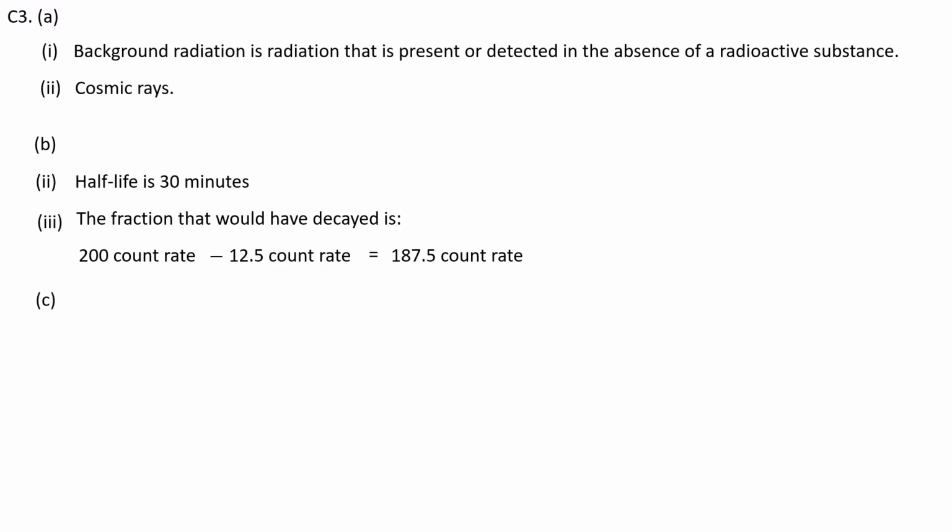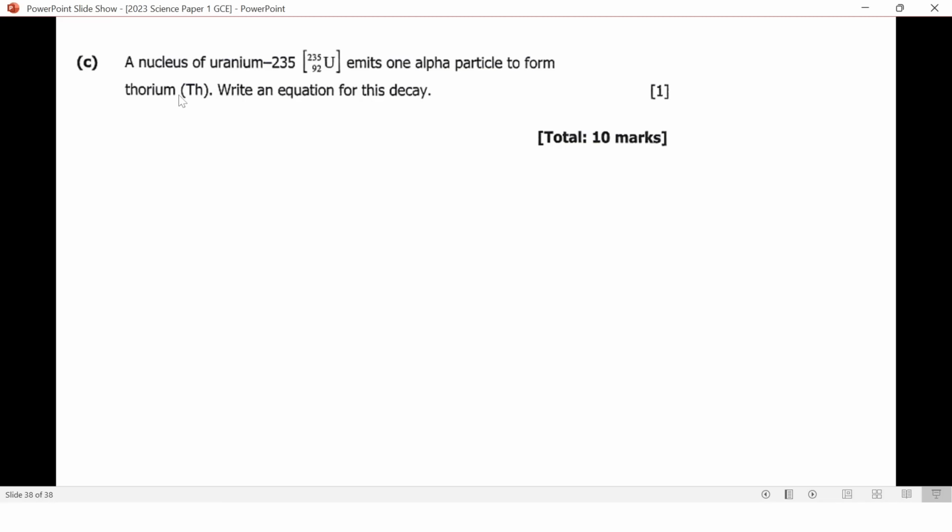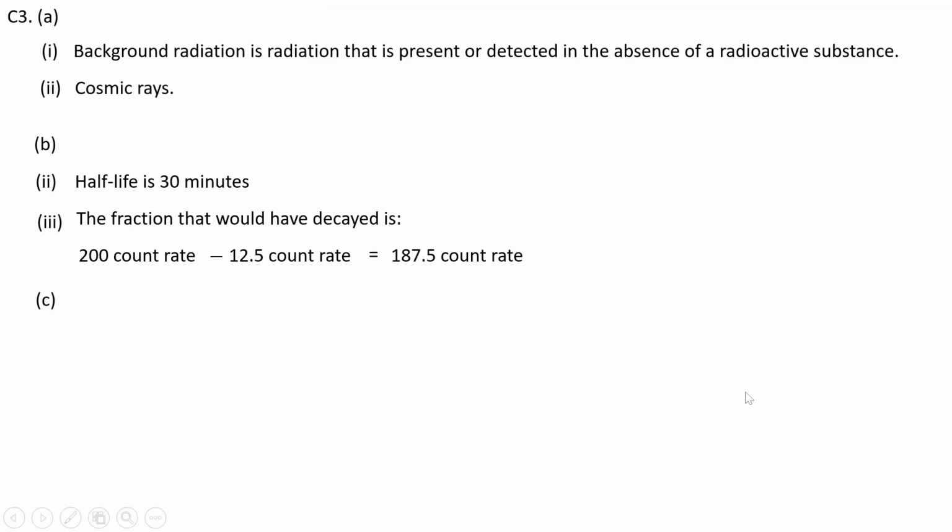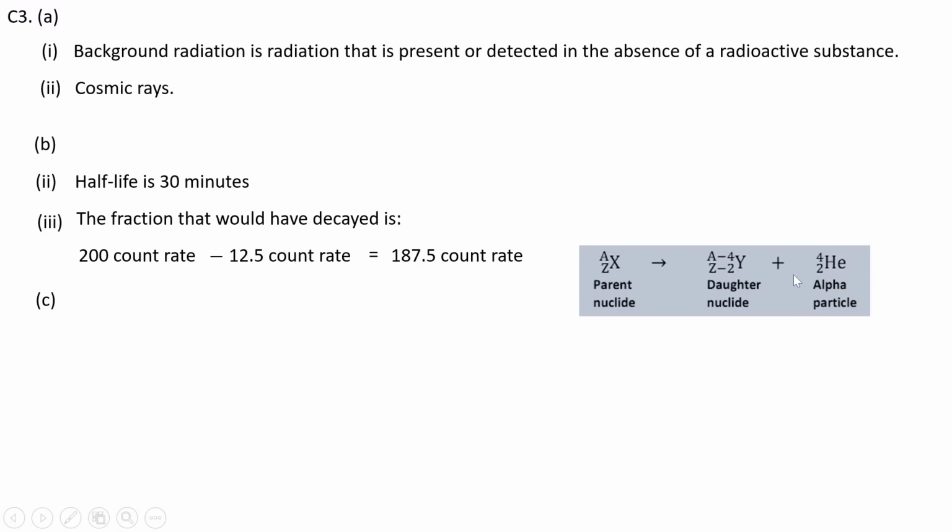Yeah. C. Here they're saying a nucleus of uranium emits one alpha particle to form thorium. Write an equation for this decay. Okay, to write an equation for this decay, this is the general equation which guides you when writing alpha decay. When you have a parent nuclide, if it decays by alpha, its daughter nuclide's mass reduces by 4, its atomic number reduces by 2, and it releases an alpha particle which is a helium nuclide.